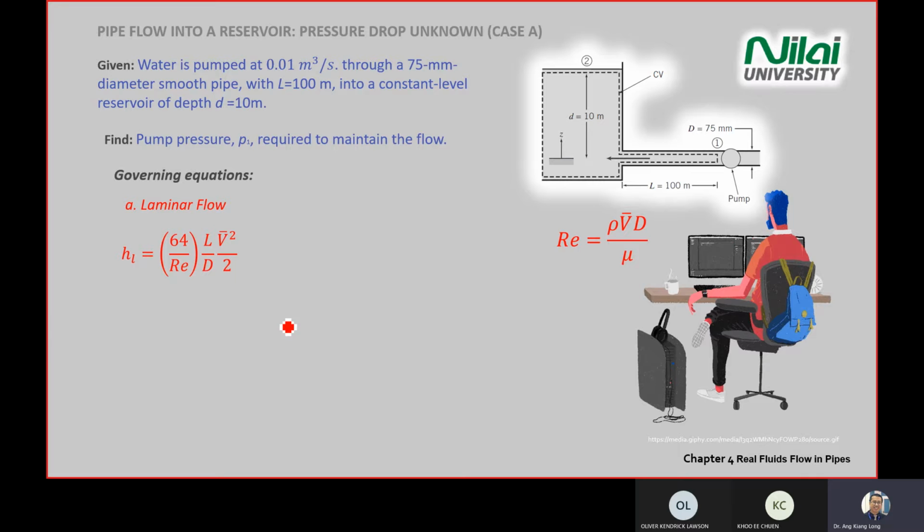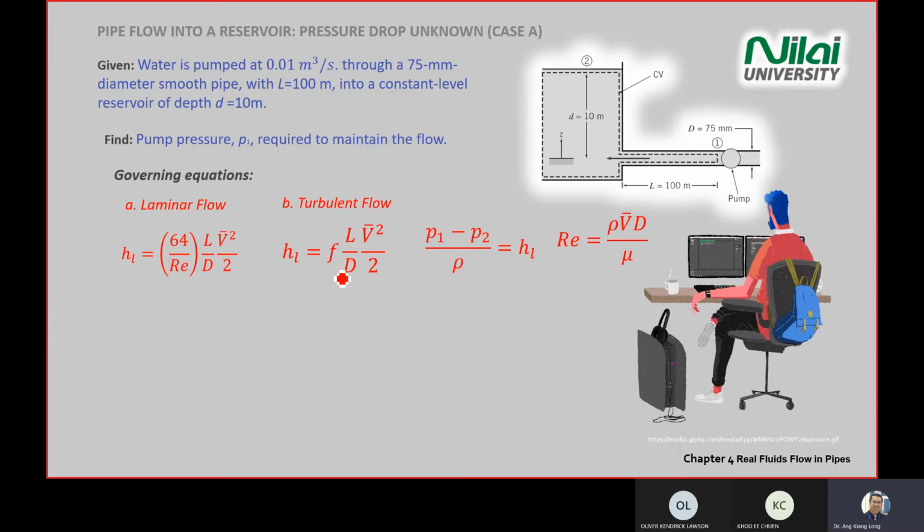So there are two types of equation. Remember, just now you have a laminar flow equation and turbulent flow equation. Then the rest is just substitution of value. There is another equation. You write P2 minus P1 divided by rho equal to HL. Basically these two equations are sufficient to find the major losses. However, you need the third equation, which is P1 minus P2 divided by rho equal to major losses. You need this one.